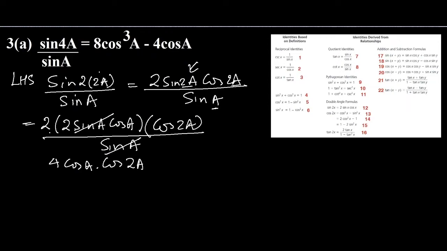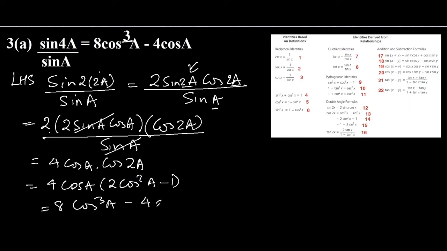There is no denominator anymore. Now what do we want? We want cos cube. That means we need a cos square. Number 14 is the one where we have cos square, so we will use number 14. So 4 cos A times, and cos 2A comes up to 2 cos square A minus 1. That is identity number 14. And now we'll open it up and hopefully it will give us what we want. Cos cube A minus 4 cos A, RHS.